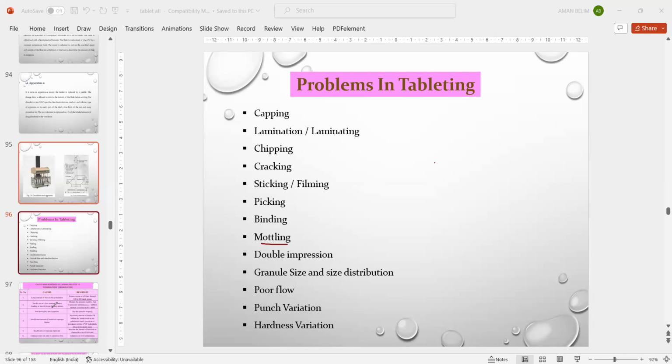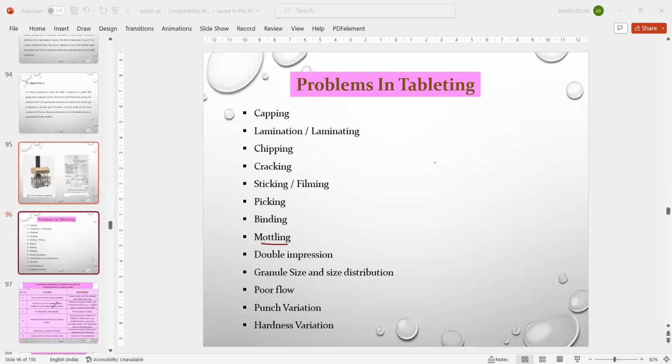There are 3 to 4 main reasons. One is air entrapment, another is too many fines. Then high turret speed. If your turret speed is much higher, there are also chances of capping and lamination. Capping and lamination mostly have the same problems: air entrapment, too many fines, and higher turret speed. Then there is the sweep of blade.